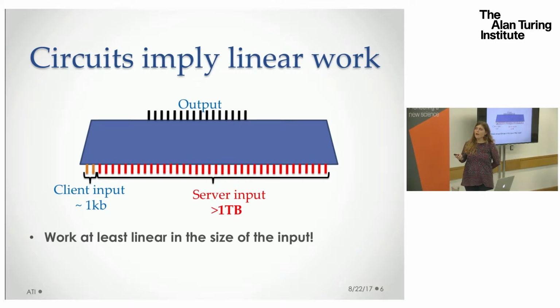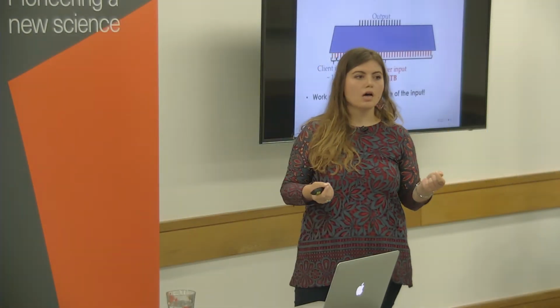And if we go back to this example that we started with, where Bob has a large database and Alice has the small query, this means that if we want to put the whole computation in a circuit, this circuit has to take as input the whole database, and you will end up running at least linear in the size of the database.